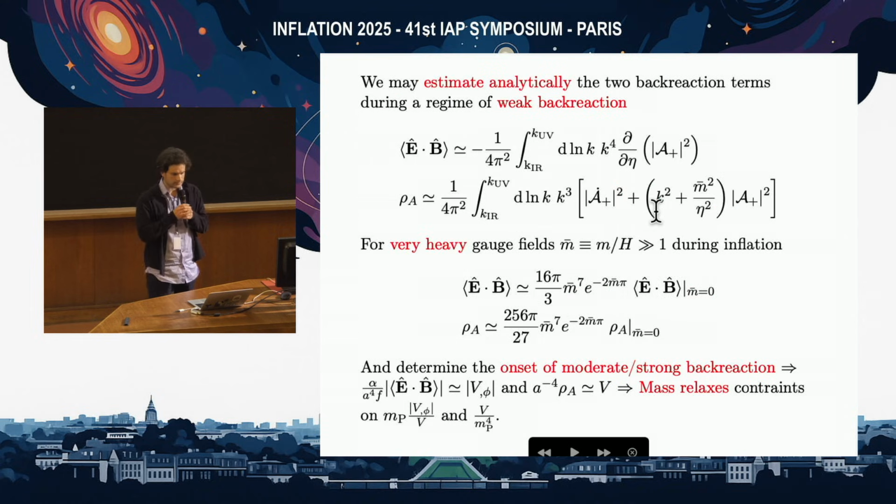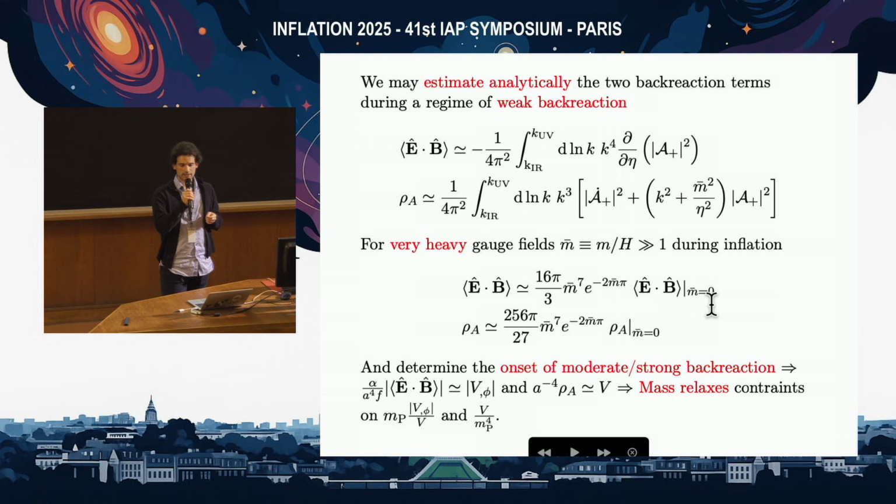And we can provide analytical expressions for these two back reaction terms if we assume a regime of weak back reaction, meaning that the tachyonic enhancement of the gauge transverse fields does not back react on the evolution of the scalar field. We assume that there is no back reaction at that level, and assuming that the scalar field follows a standard slow roll evolution, we can compute the E dot B and the rho, which is what we do here. The interesting result is for the very heavy gauge fields, which, as you can see here, we have written in terms of the expressions for the massless case.